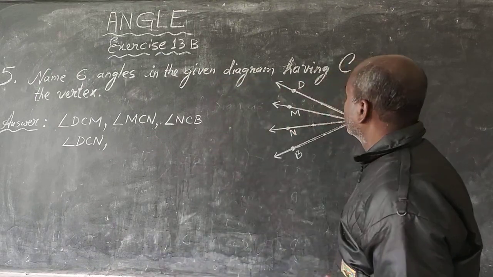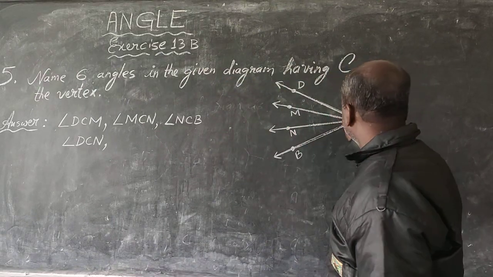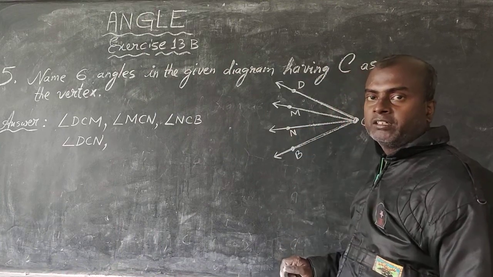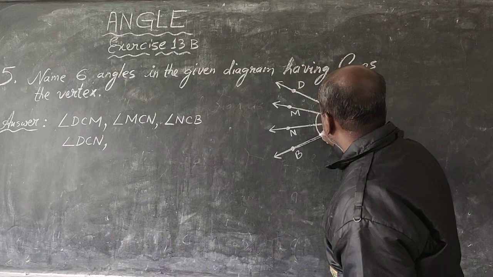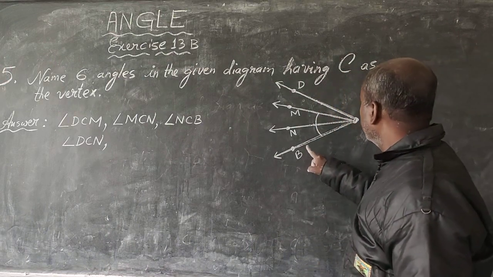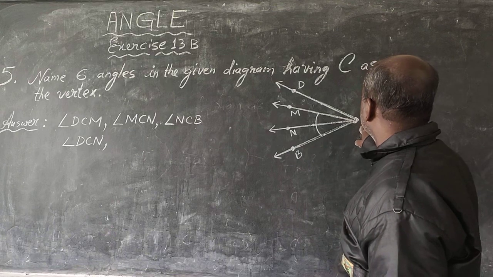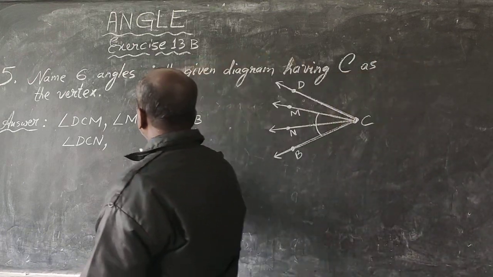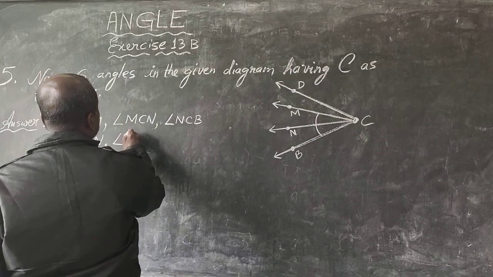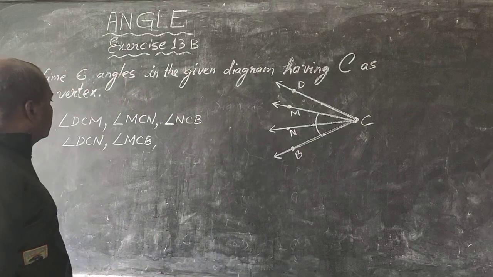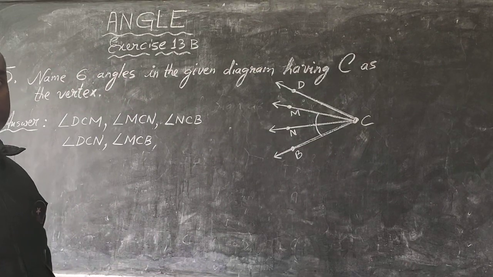Similarly, if you consider this ray CN, this CN ray not there, then you will have this angle also. This is also one angle. What is the name of this angle? DCM or MCB. This is another angle. So angle MCB is the 5th angle.